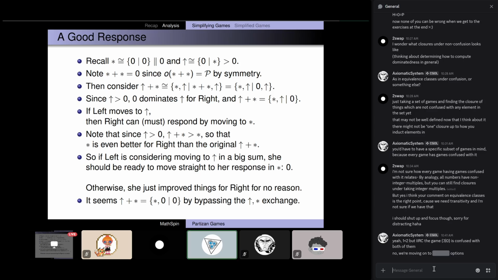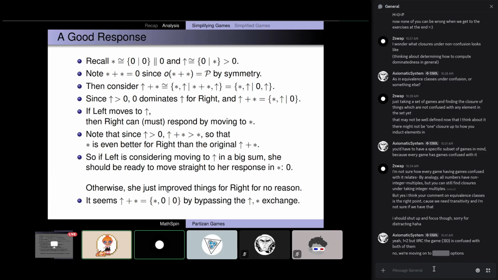When you say you're bypassing the up-star exchange, does that mean that you could do it or not do it? No, never mind. Well, in the sense that I'm claiming that the game that has a left option of up and the game that has a left option two steps down the road of 0, I'm claiming that those are equal. So in that sense, it doesn't matter if we're about to do up or about to move two steps down the road, in the scenario where right improves his situation by moving to star in up.